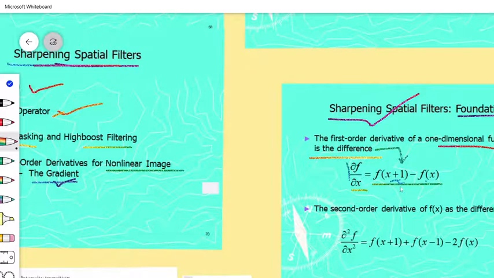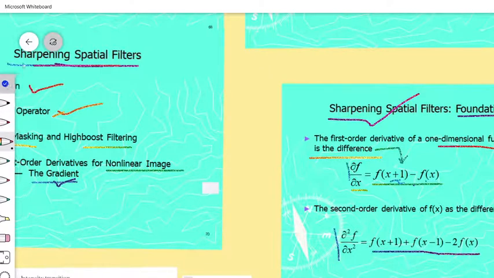And the second order derivative of f of x is the difference, dou square f by dou x square. This is the second order derivative, dou square f by dou x square. From this, the second order derivative is expressed as f of x plus 1 plus f of x minus 1 minus 2 f of x.